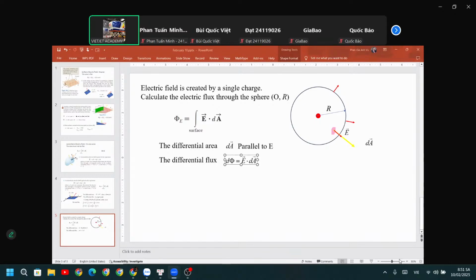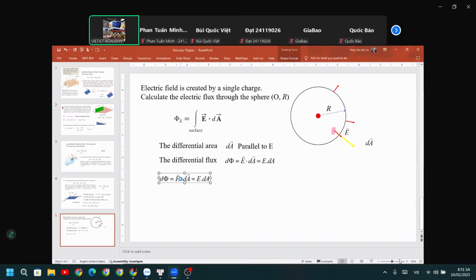Why? Because we don't have any cosine anymore. The cosine is 1. Okay, so you see from the previous E vector dot dA vector, you get the product of E dA only. This is numerical value, E dA. But what is E?